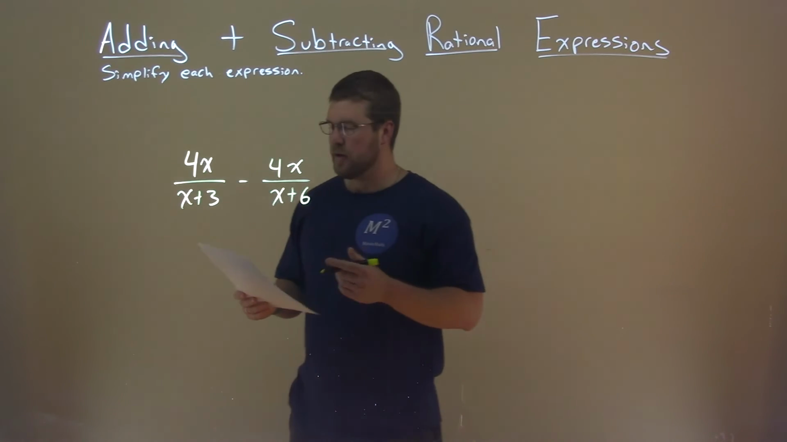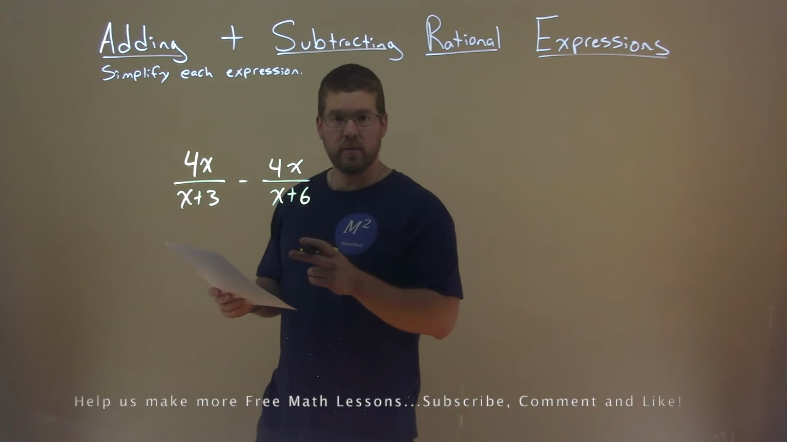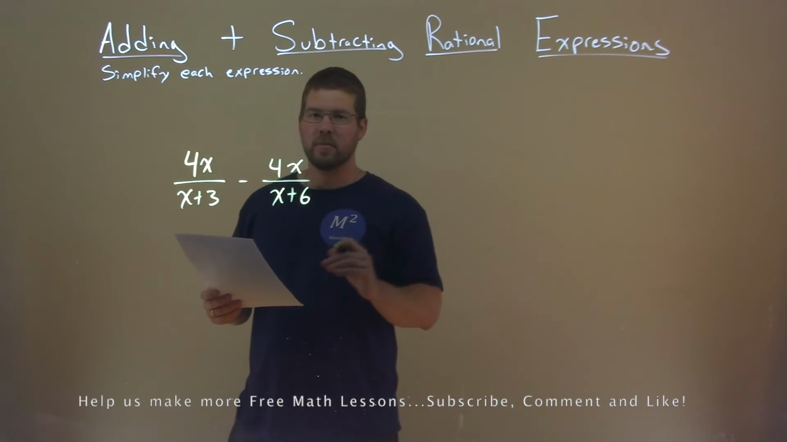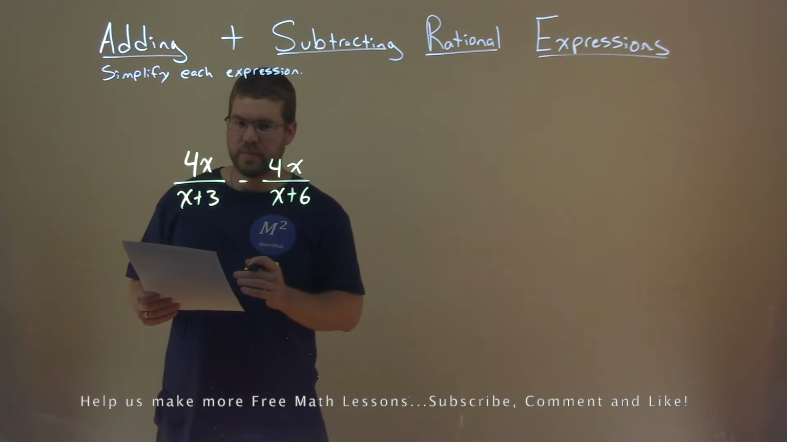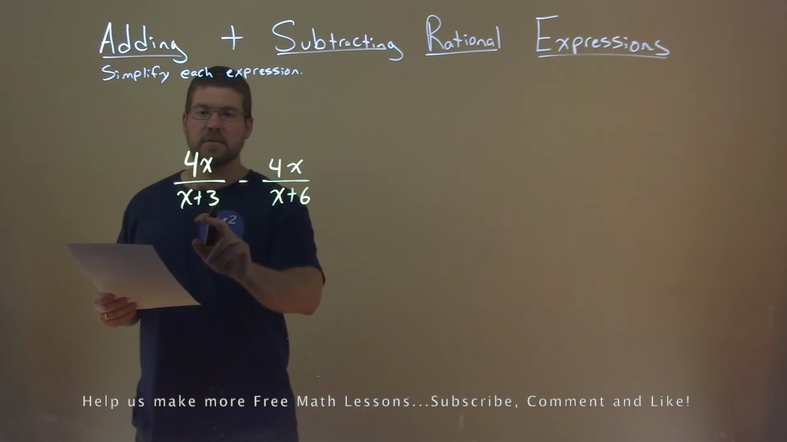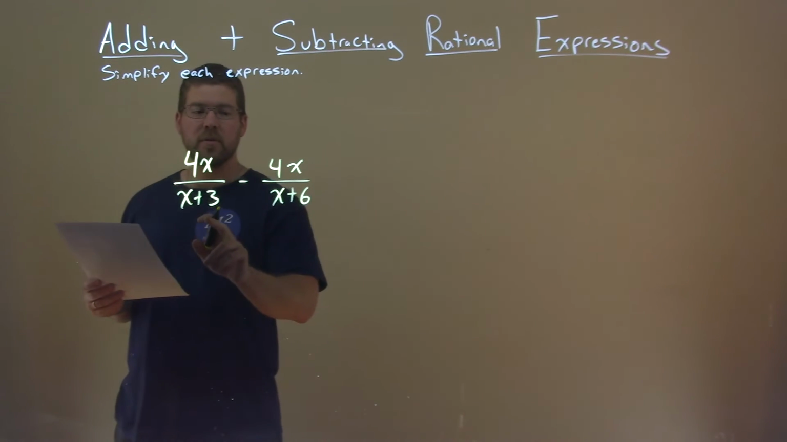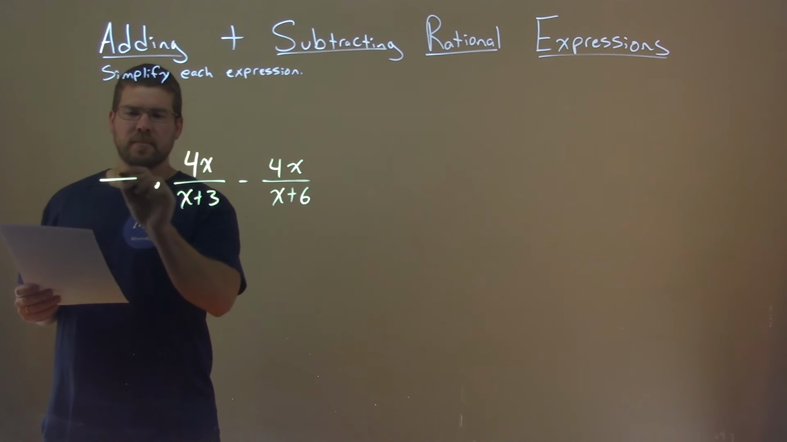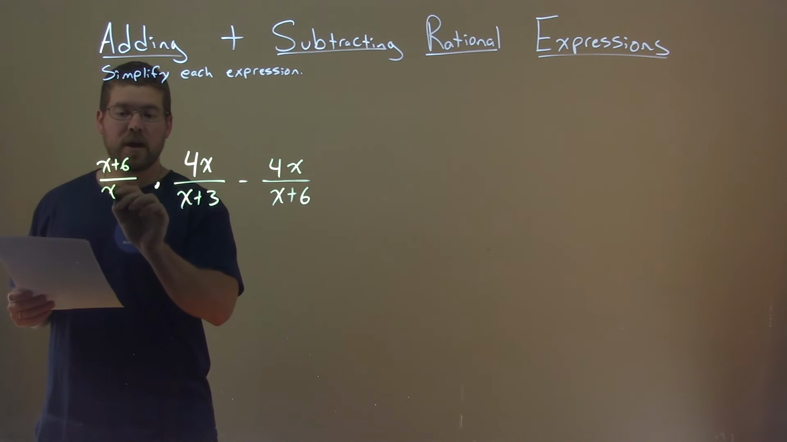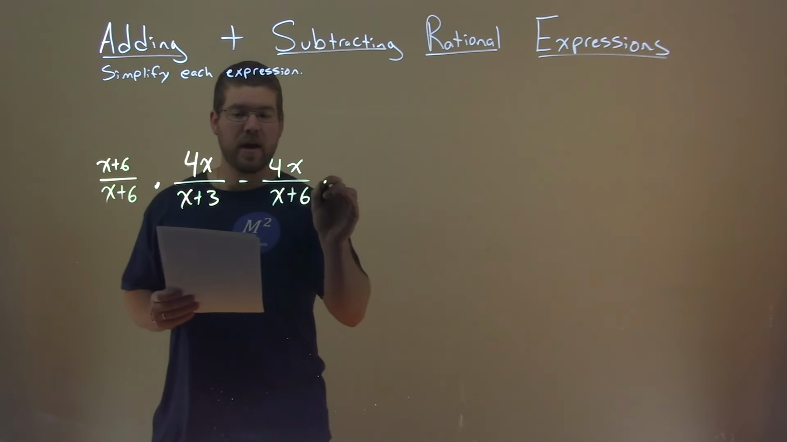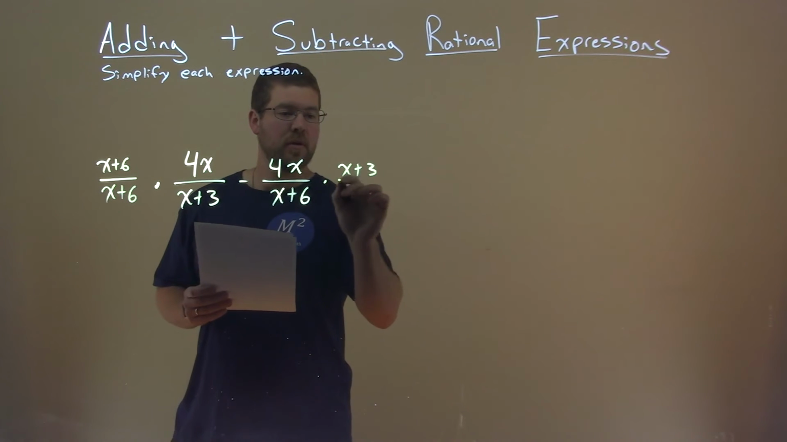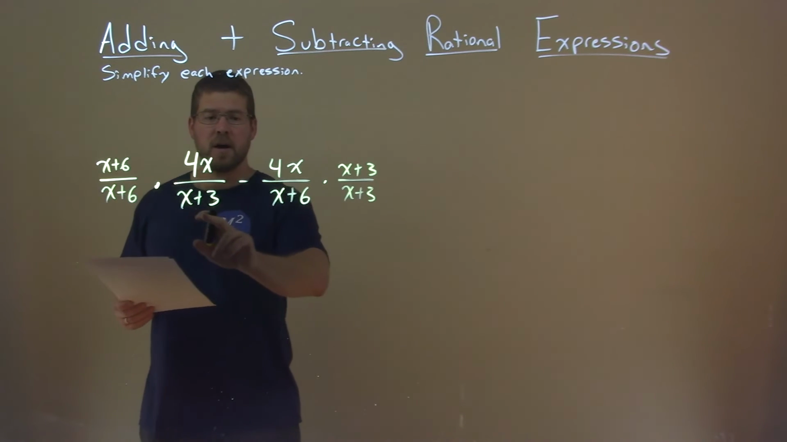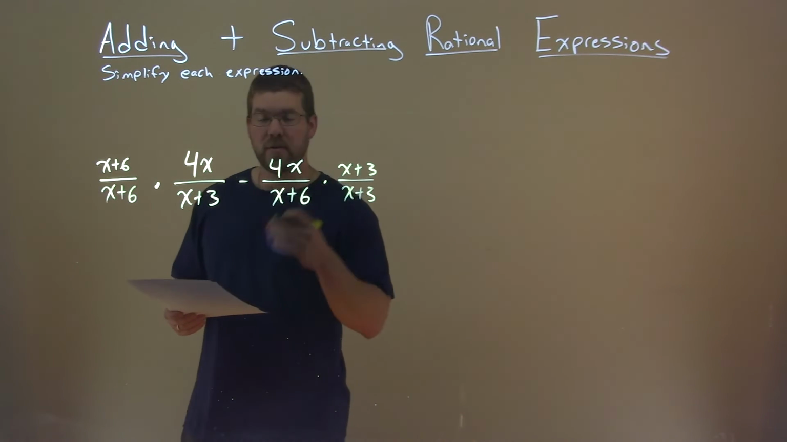We're given this problem here, 4x over x plus 3 minus 4x over x plus 6, and we need to simplify this expression. Well, I need to have a common denominator here. I have an x plus 3 and an x plus 6. So if I multiply the first fraction by x plus 6 over x plus 6, and the second fraction by x plus 3 over x plus 3, what do we have? Well, we're going to have a common denominator of x plus 6 times x plus 3.